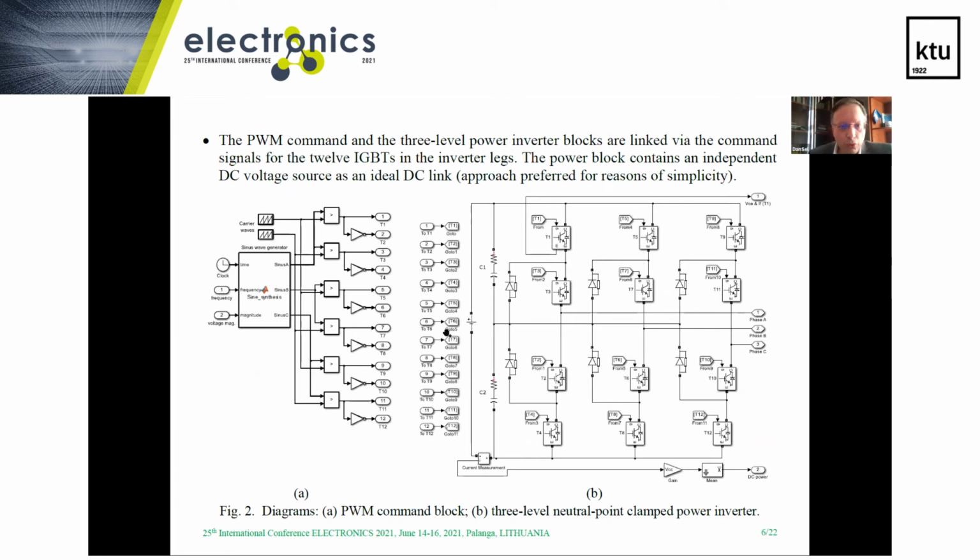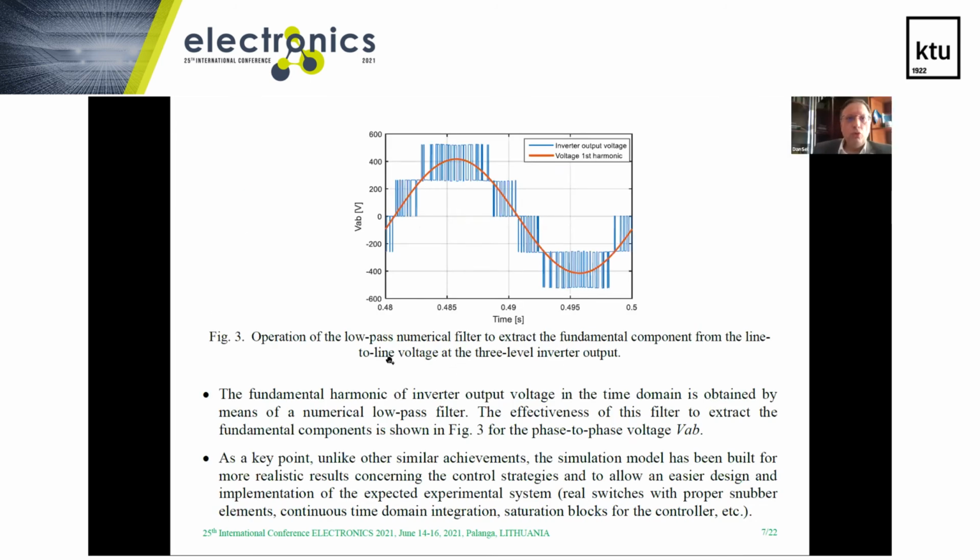In figure 2, you can observe 2 important diagrams. The diagram of the pulse width modulation command block and the 3-level neutral point clamped power inverter. These 2 blocks are linked via the command signals for 12 IGBTs in the inverter legs. And it is important to see that the fundamental harmonic of the inverter output voltage in time domain is obtained as in figure 3 by using a numerical low-pass filter.